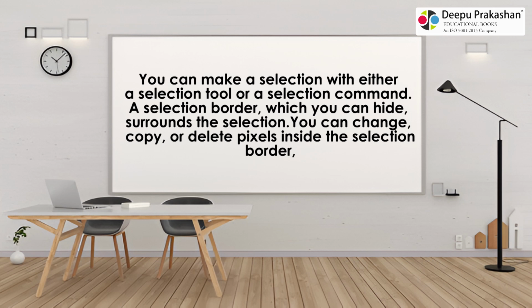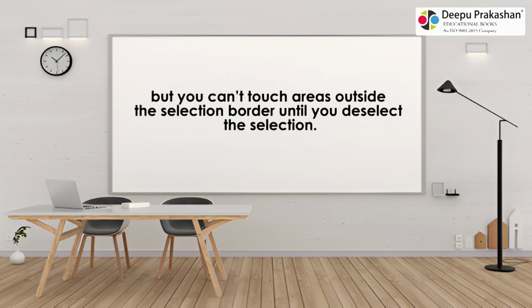A selection border, which you can hide, surrounds the selection. You can change, copy, or delete pixels inside the selection border, but you can't touch areas outside the selection border until you deselect the selection.